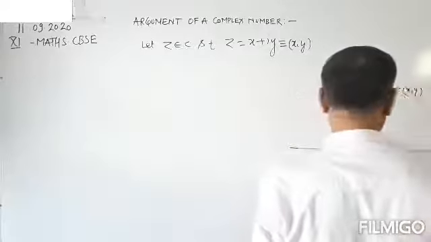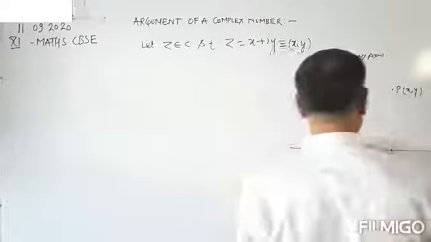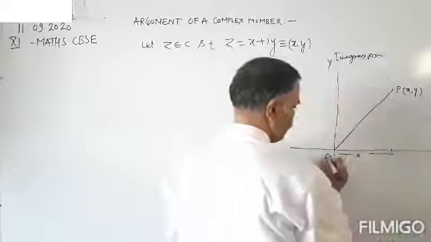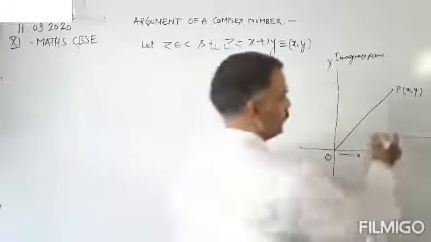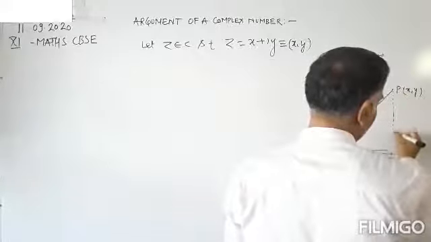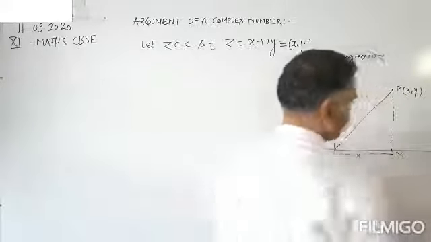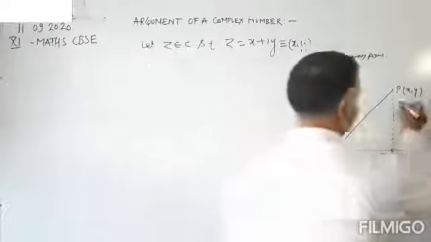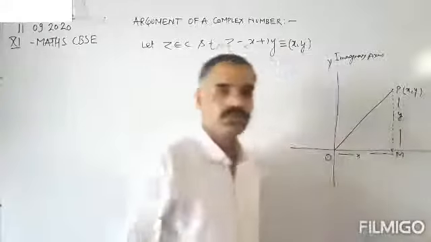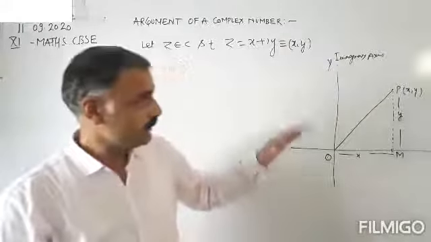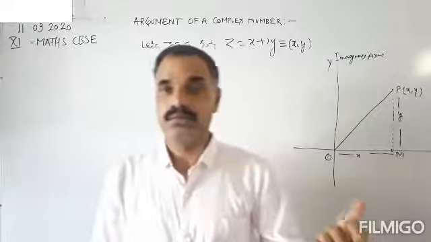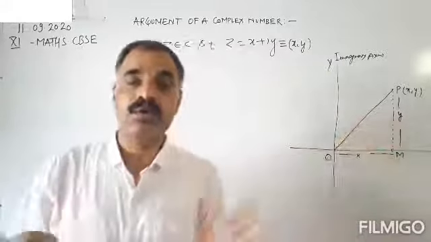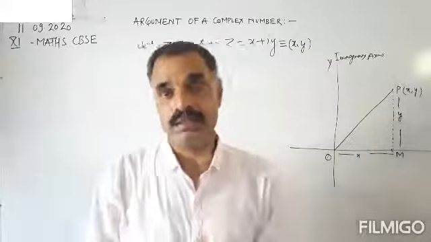So P is the point representing the complex number z. Joining the point P with the origin O, and drawing the perpendicular from point P on the real axis, that is M. PM is the perpendicular on the x axis. Then PM is equal to y. So in this way we can represent a point P or the complex number z in the Cartesian plane or in the complex plane, or geometrically.